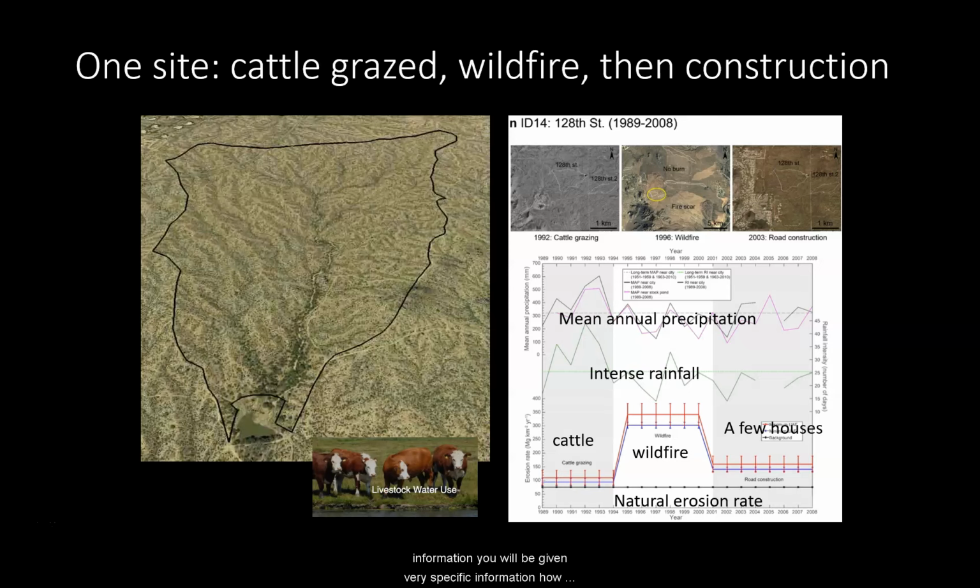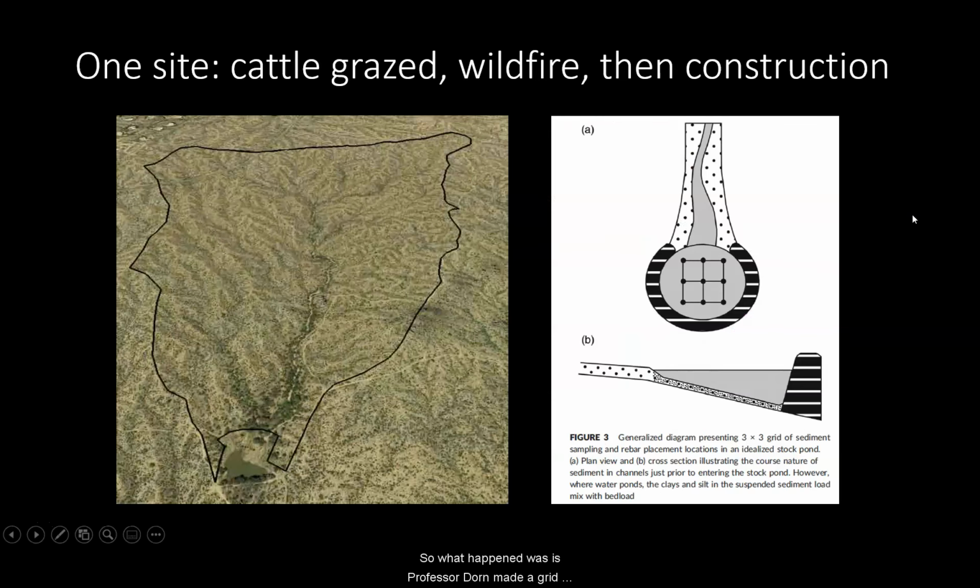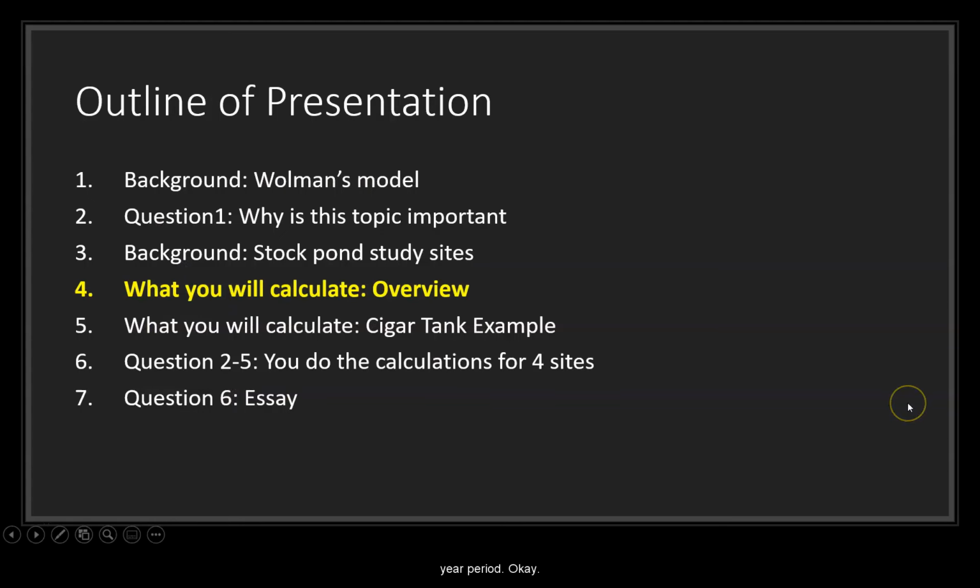You will be given very specific information on how you do the lab, and I will walk you through it. What happened is Professor Dorn made a grid in the stock ponds, drilled in rebar, and measured the amount of sediment that accumulated on the top of 9 rebar posts in the stock pond, monitoring over a 20-year period.